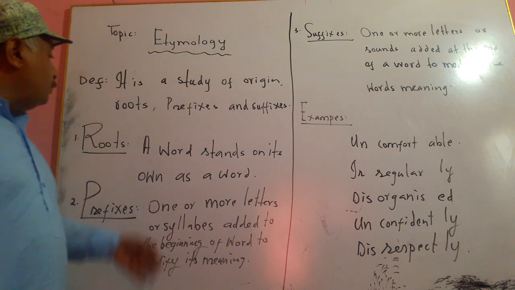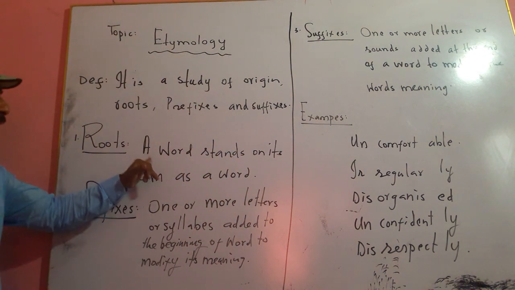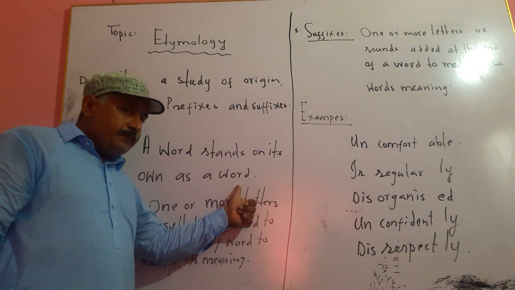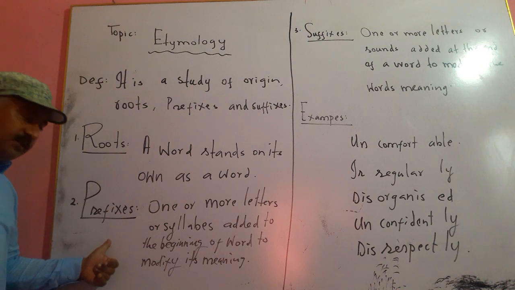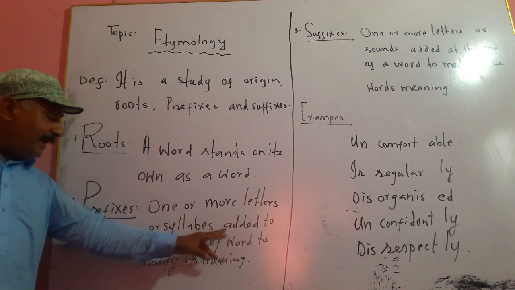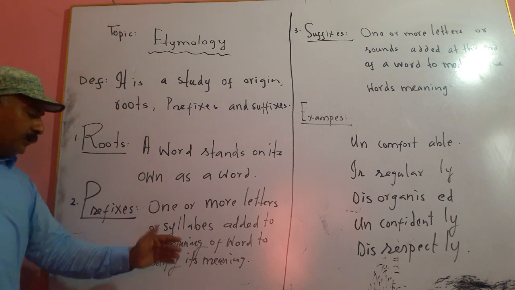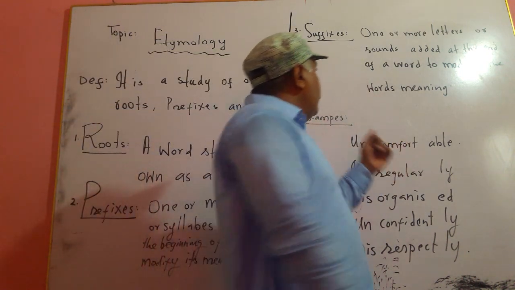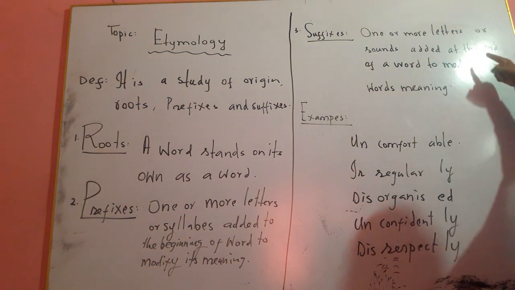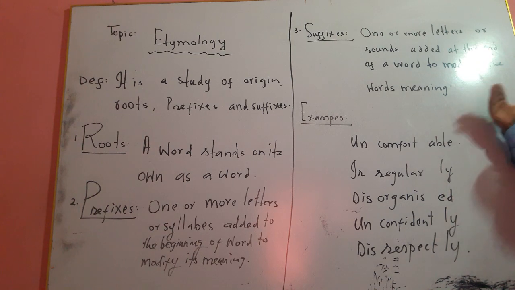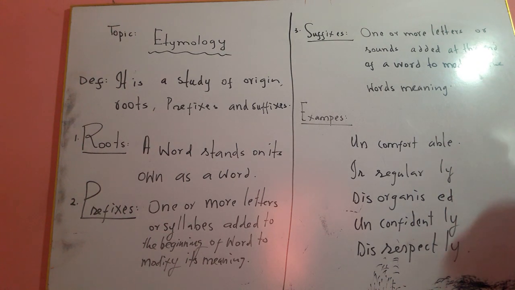Let's see what roots are. A root is a word that stands on its own. Prefixes are one or more letters or syllables added to the beginning of a word to modify its meaning. Suffixes are one or more letters or sounds added at the end of a word to modify the word's meaning.